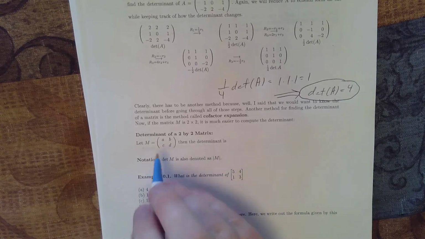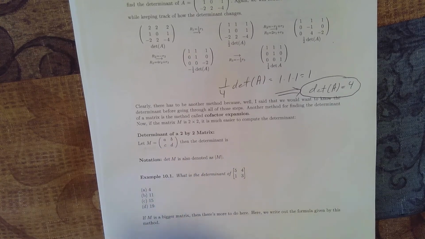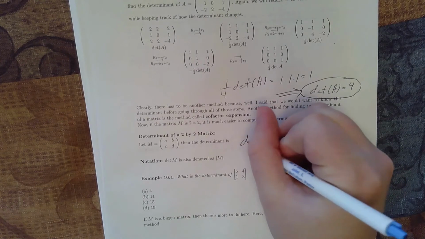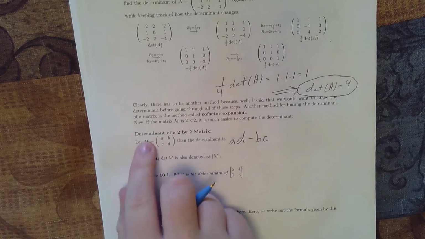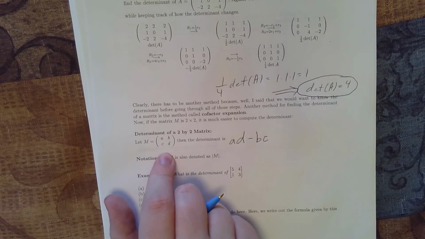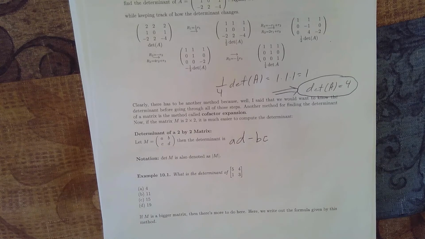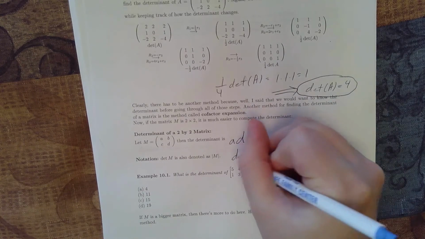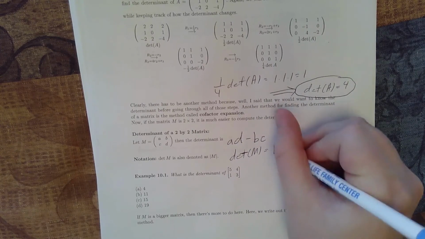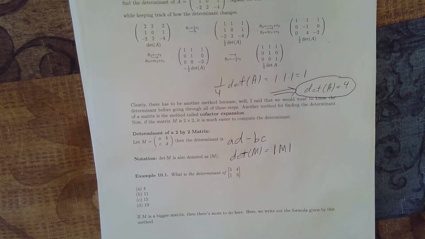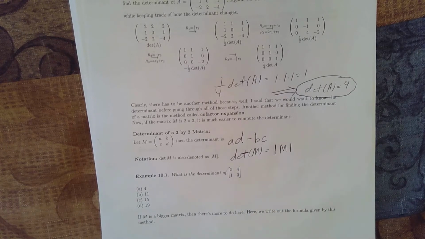So let's say we've got a 2 by 2 matrix, A, B, C, D. The determinant of the matrix will be found by taking A times D minus B times C. So we take the main diagonal entries, multiply them, and subtract the off-diagonal entries. Note that the determinant of a matrix will sometimes be denoted as what looks like the absolute value sign around the matrix. This is just a notation you might see out in the wild, so be wary of this existing.